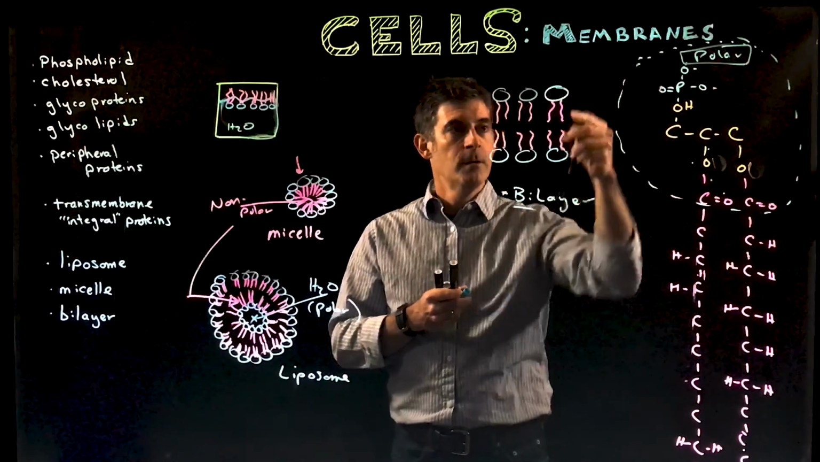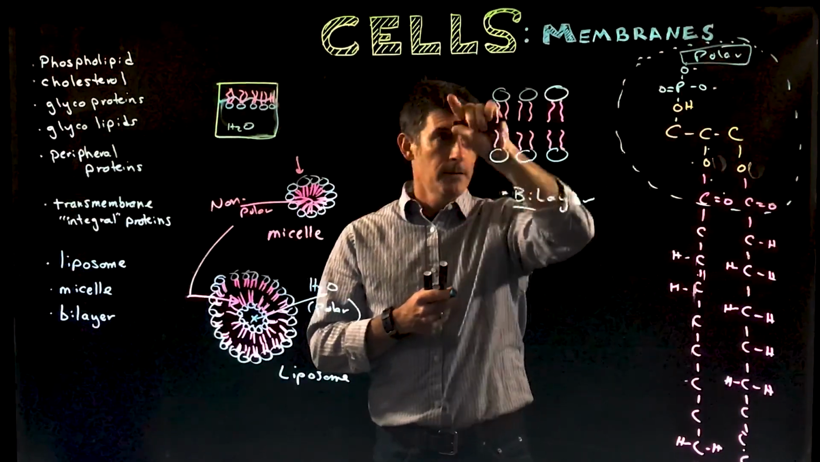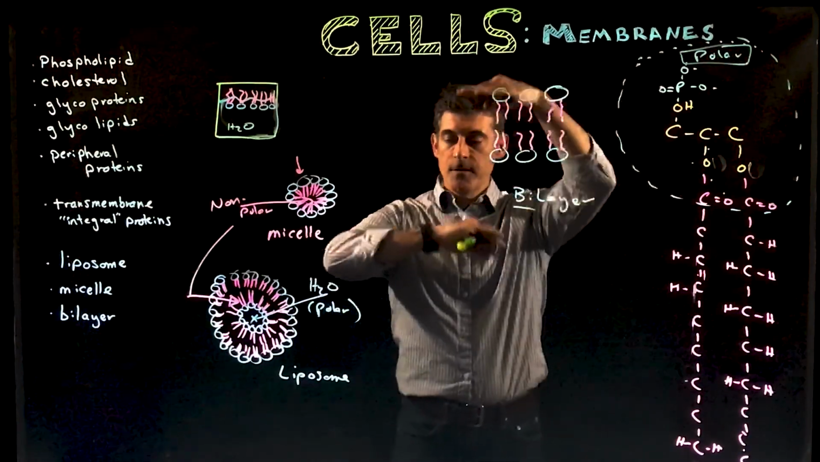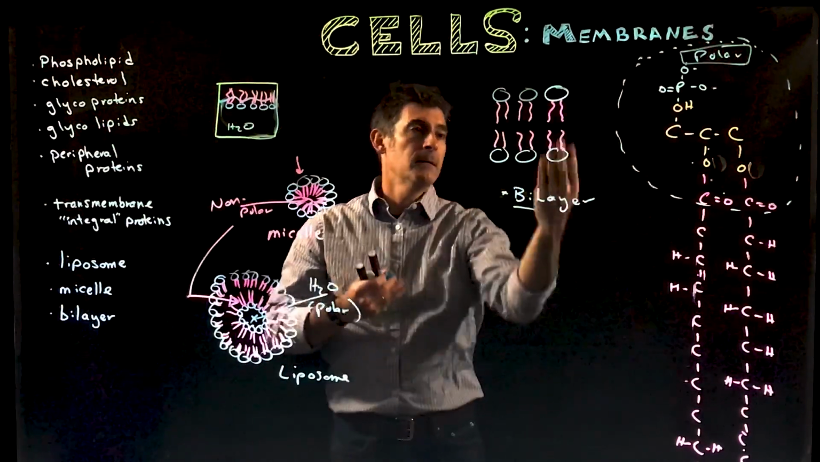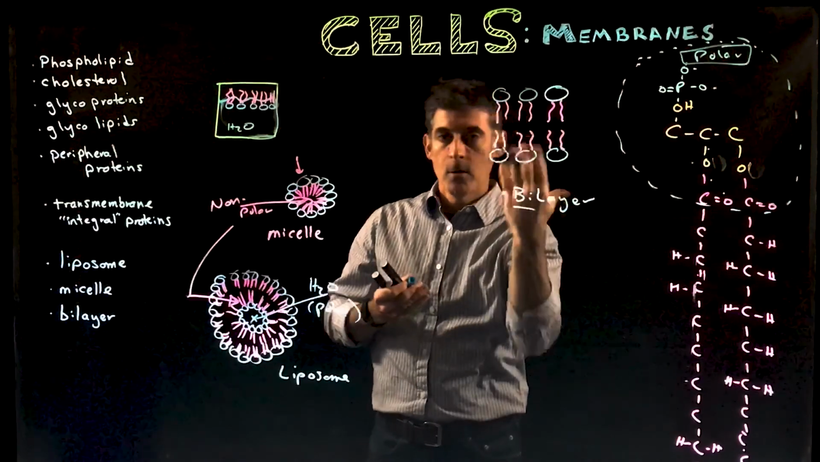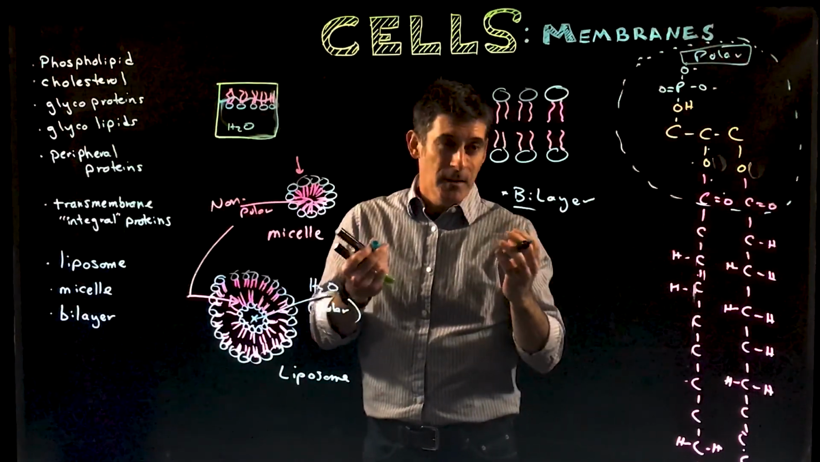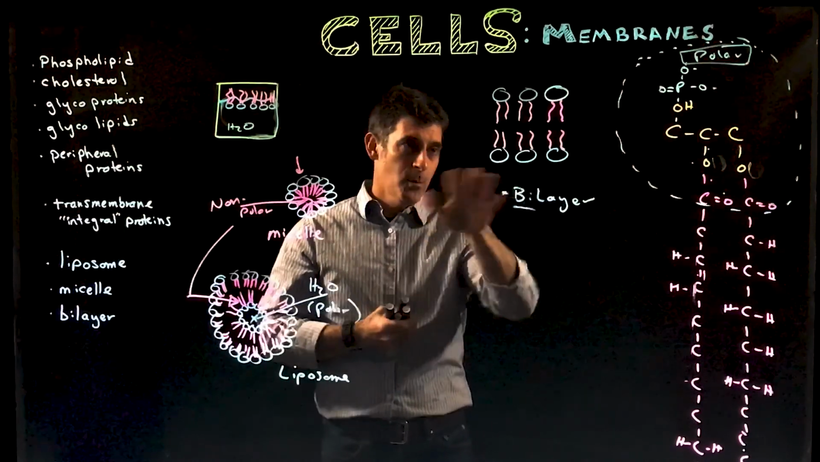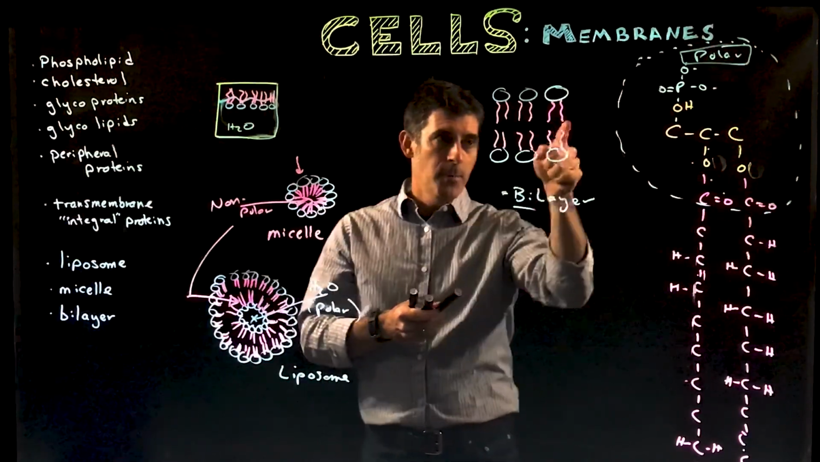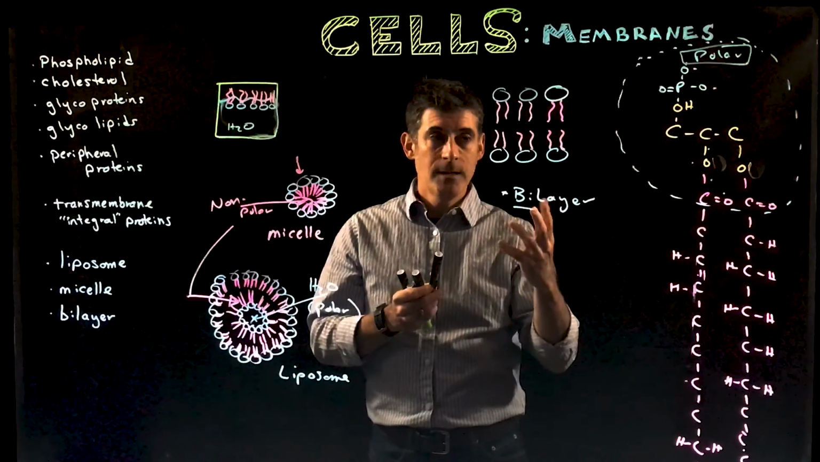So bi meaning two layers of phospholipids. But the two layers of phospholipids are not just equally stacked on top of one another. One is flipped so that the tails are joining the other tails. They don't actually physically bind. There's no chemical bonds. There's no hydrogen bonds. There's no ionic bond. There's no actual bonds. It's non-polar associations between the tails.